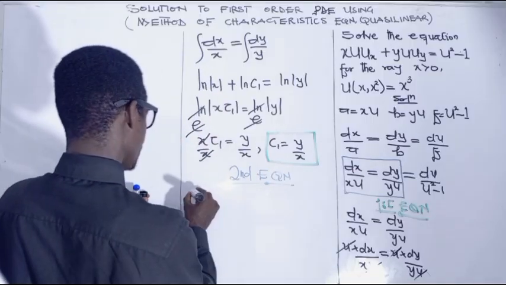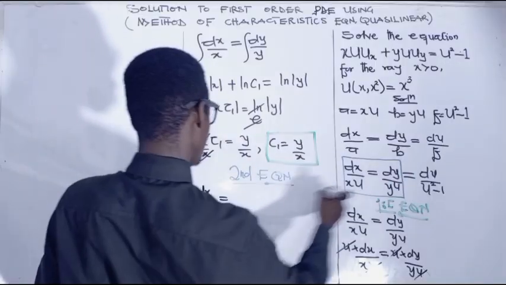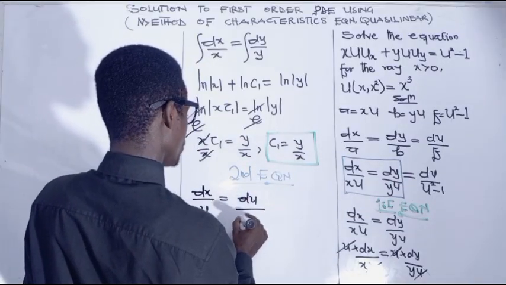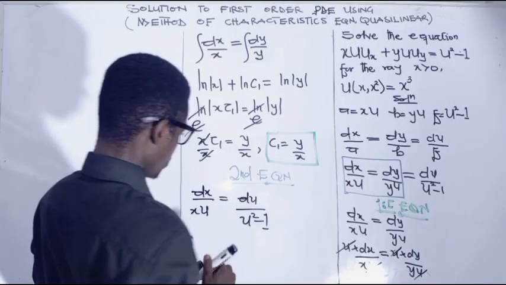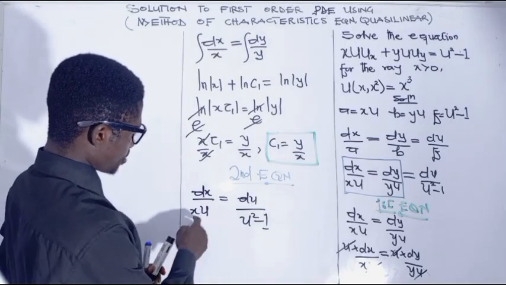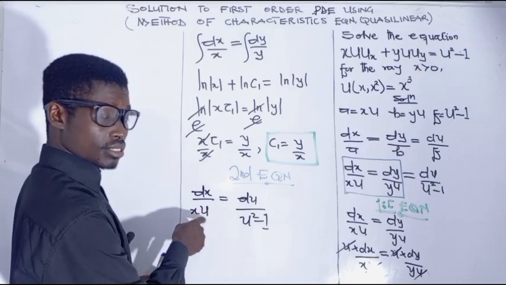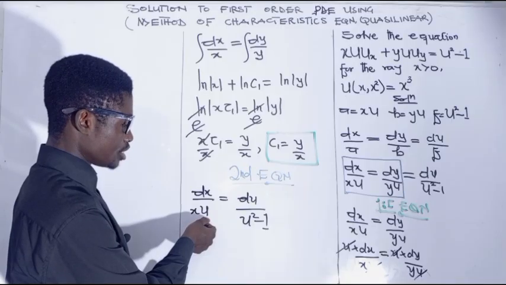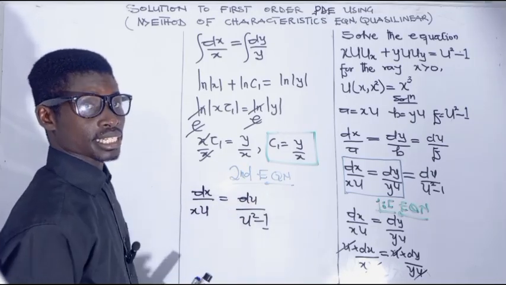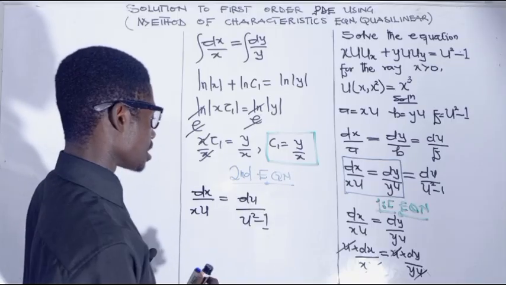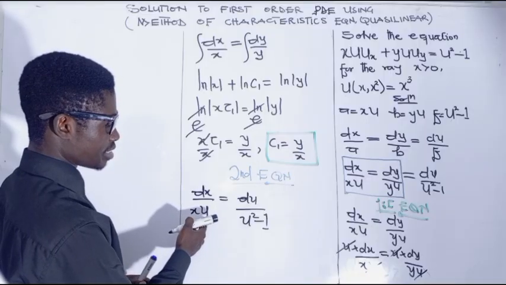So we have dx all over xu is equal to du all over what? U squared minus 1. So looking at this, we have dx over x. We also have du over u. But we have dx on xu. So it means you have to get rid of this u so that we can have dx over x and then du over this, so that we can separate the variables and then integrate if it is possible.